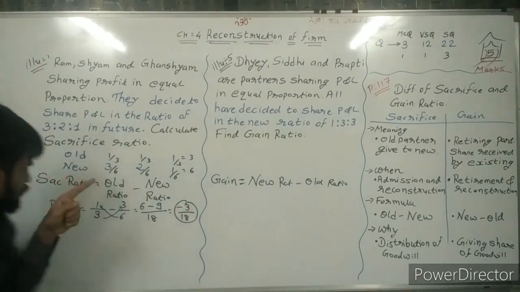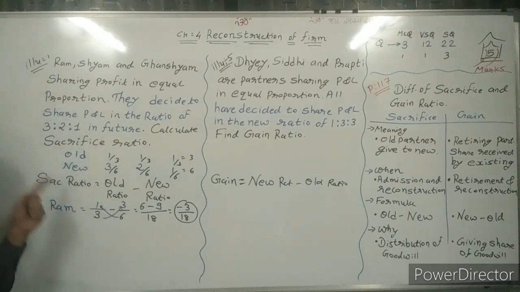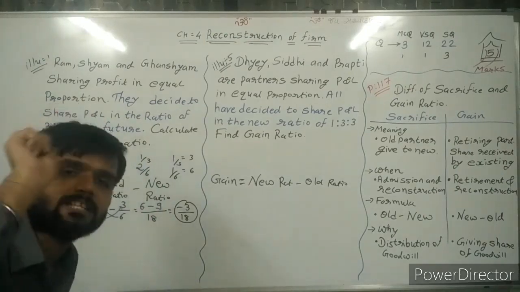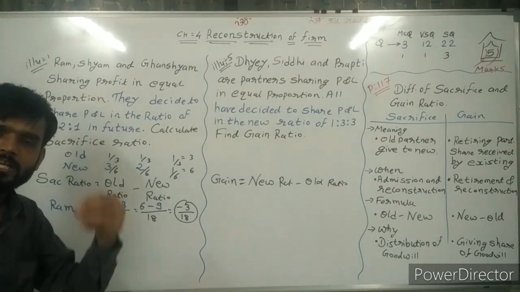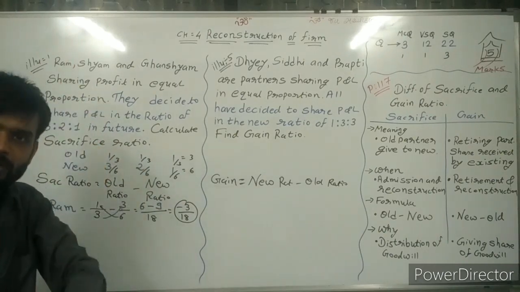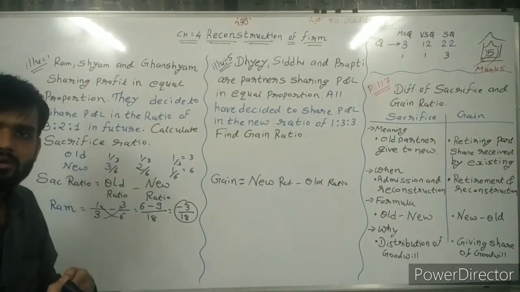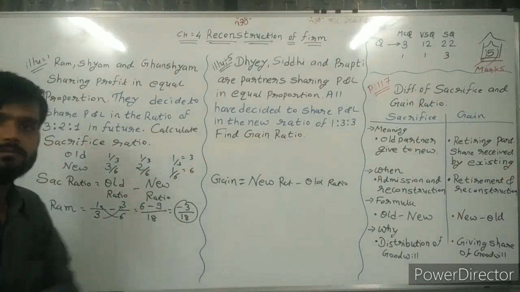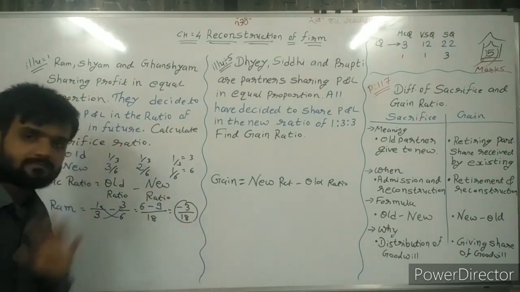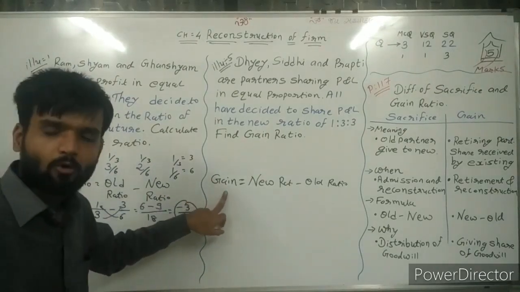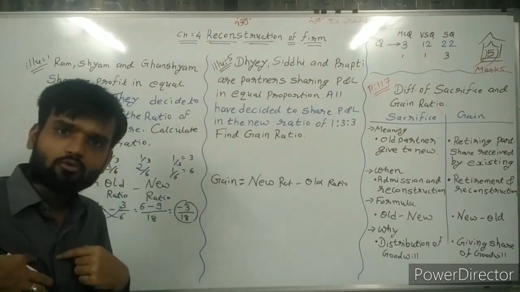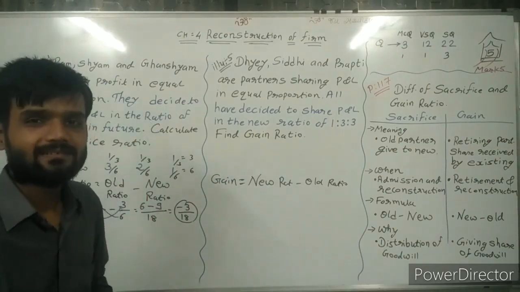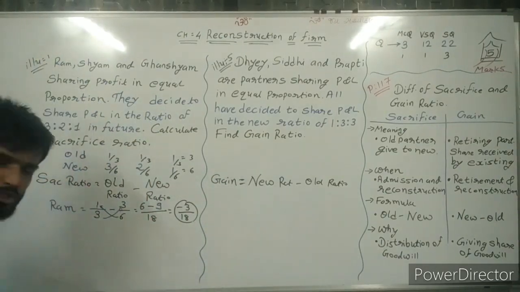Now I have used the sacrifice ratio, and in that the answer is minus. It means it is the gain. Whatever formula I am using, if the answer is negative in that formula, then it is the opposite. Here in the sacrifice formula the answer is negative, so it's not sacrifice, it's a gain. Same way, suppose I am using the gain formula and I get a negative answer, then that is not gain, it is sacrifice. Now Ram's calculation is completed.